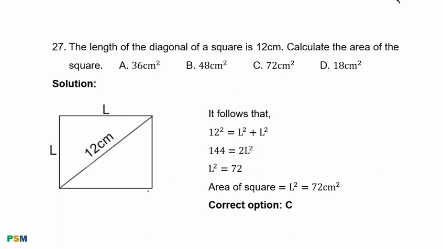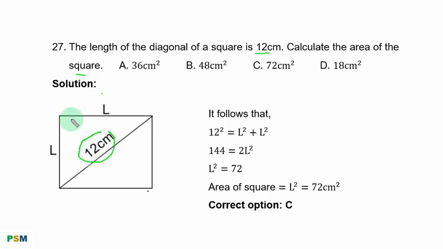Question 27. The length of the diagonal of a square is 12 cm. Calculate the area of the square. To get the area, the length is needed. You know, in a square, all the sides are equal. So you have the diagonal to be 12 cm.